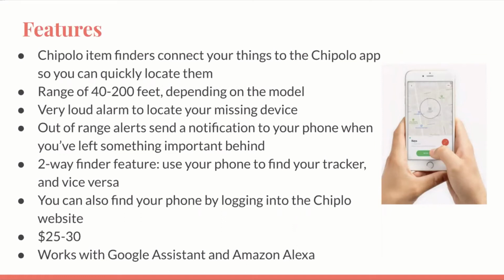Just like the other Tile key finder, it has a 2-way finder feature, which means you can use your phone to find your tracker and vice versa. You can also find your phone by logging into the Chipolo website, which is another great way to locate a lost phone. The price is $25 to $30, and it also works with Google Assistant and Amazon Alexa.